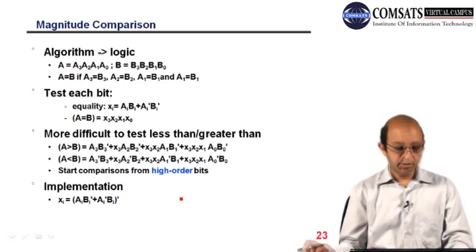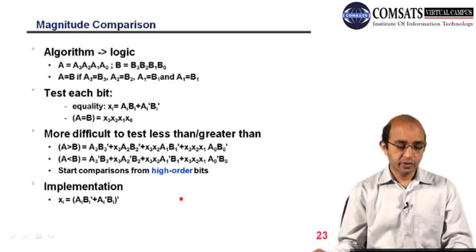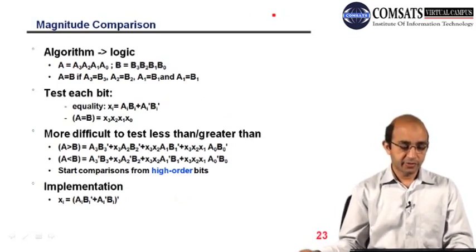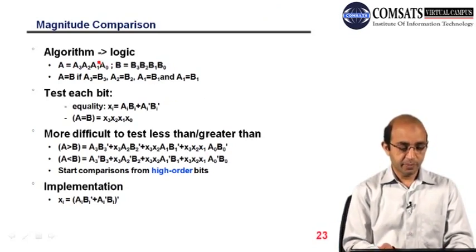So we can generalize. Now let's talk about the logic. Here you can see that if we have to compare two numbers, in case of their equality, if we want to know whether the numbers are equal or not, this is A and this is B. Here we have 4 bits for A and 4 bits for B.